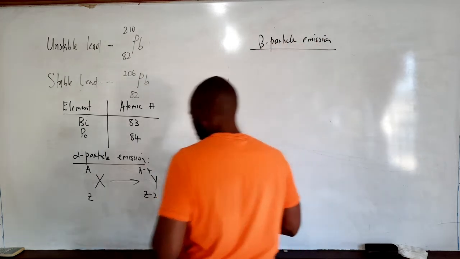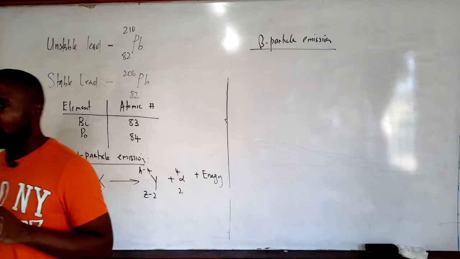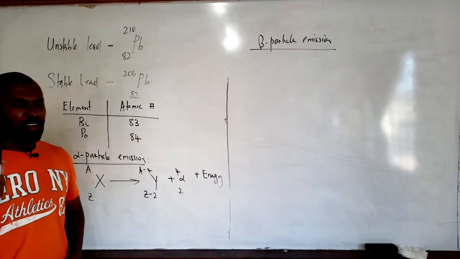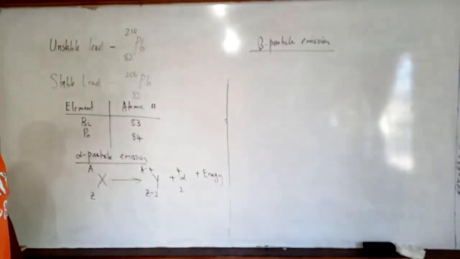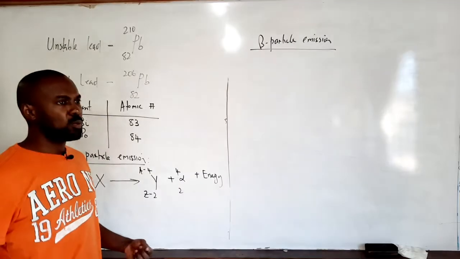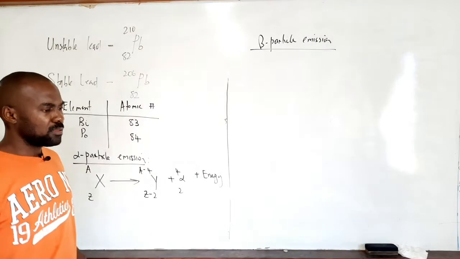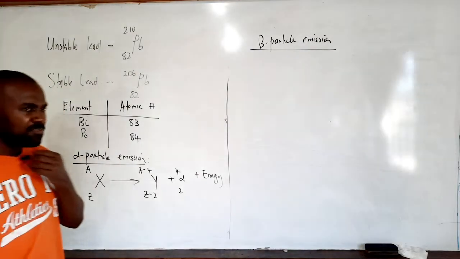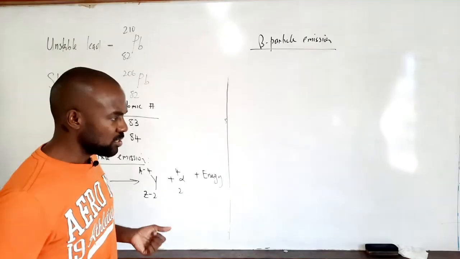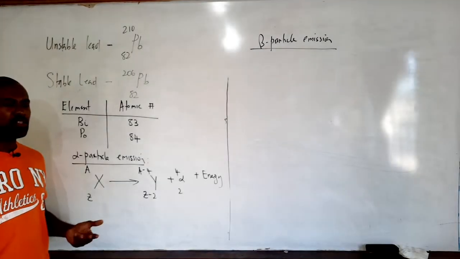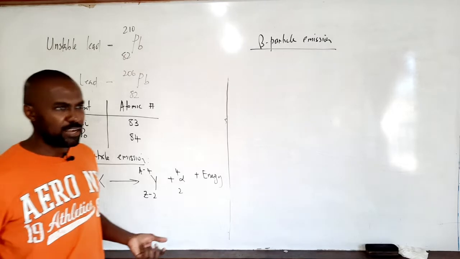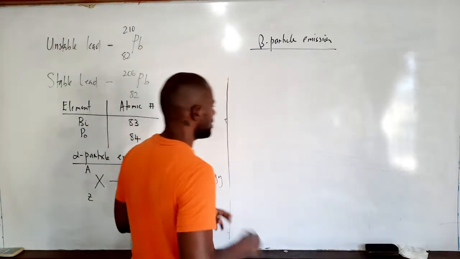Now once again, beta particles are high speed or fast moving electrons. And how exactly are beta particles produced? Beta particles are basically produced when the nucleus of the atom finds itself with too many neutrons to be stable. So essentially, a neutron is converted into a proton and an electron according to a reaction that looks something like this.